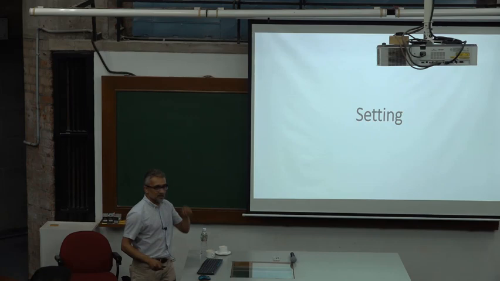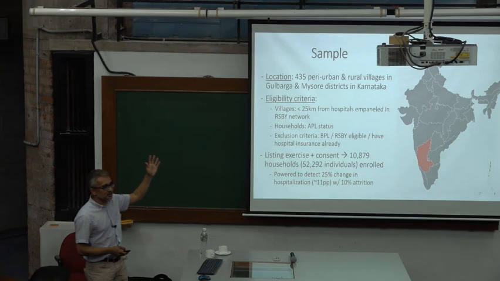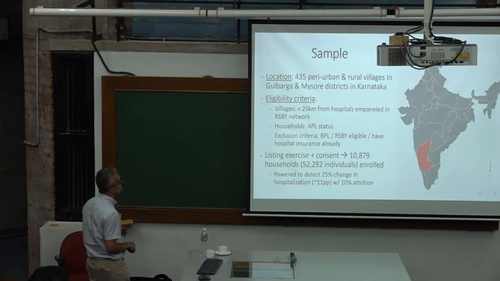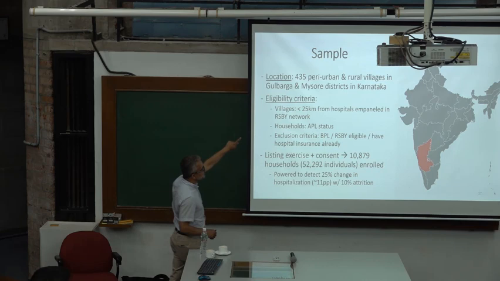So the setting, I think this is where I've given you the preview, so you know the results. Now I'm going to go a little bit slower through some of this in case you're having questions about the detail. So we're down in Karnataka, 435 villages in Gulbarga and Mysore. The eligibility criteria, and this is a very important point, we picked villages that were 25 kilometers from empaneled hospitals.